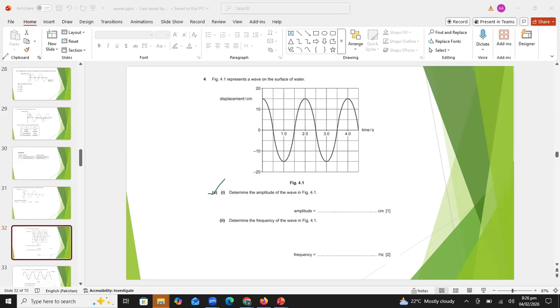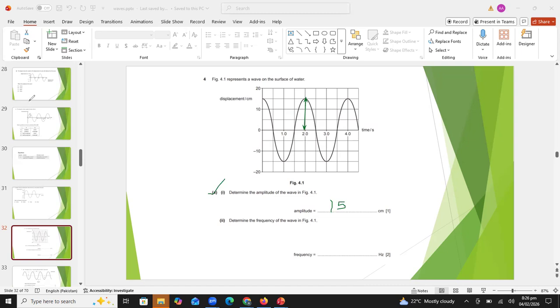So amplitude means height of wave. You can measure any height. So now it is basically lying between 10 and 20. So the height of wave is 15 centimeter. Well done, everyone. All right. So the height of wave is 15 centimeter.